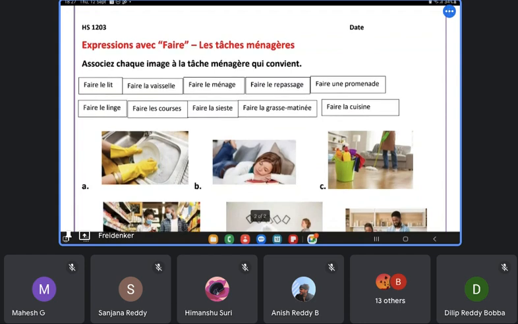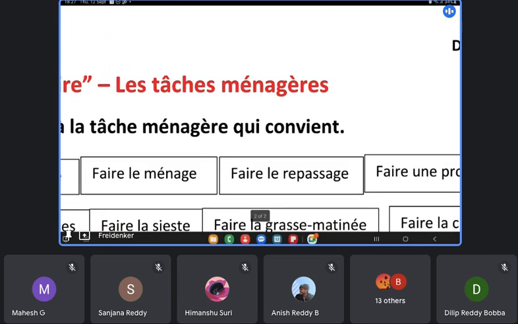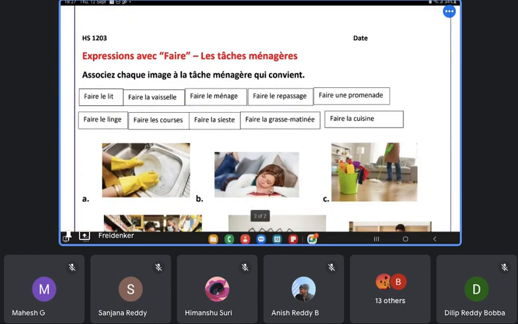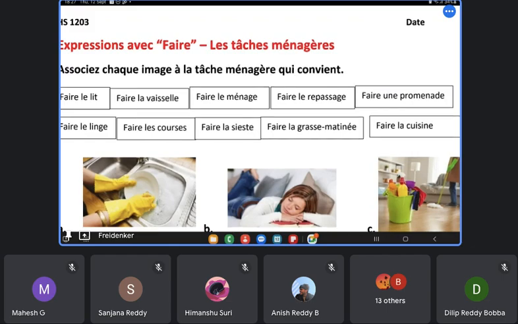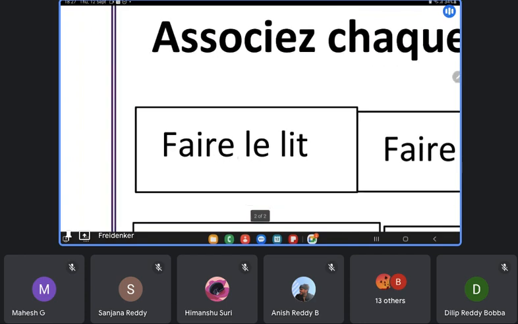Now we'll look at this one. We will look at expressions avec faire, les tâches ménagères. Les tâches ménagères is basically household chores. These are called expressions because they will not change. Not change in the sense, let's say, for example, let's look at this verb. Faire le lit. Lit means bed. And I told you faire means to do or to make. So this literally means to make the bed or to do the bed. So basically you're setting your bed up.